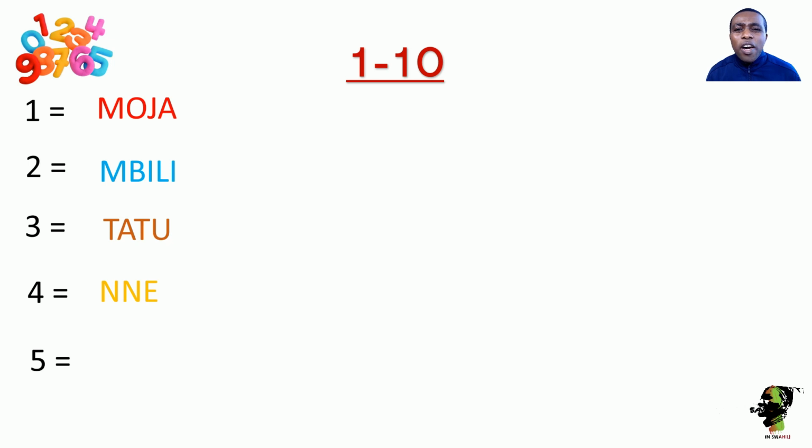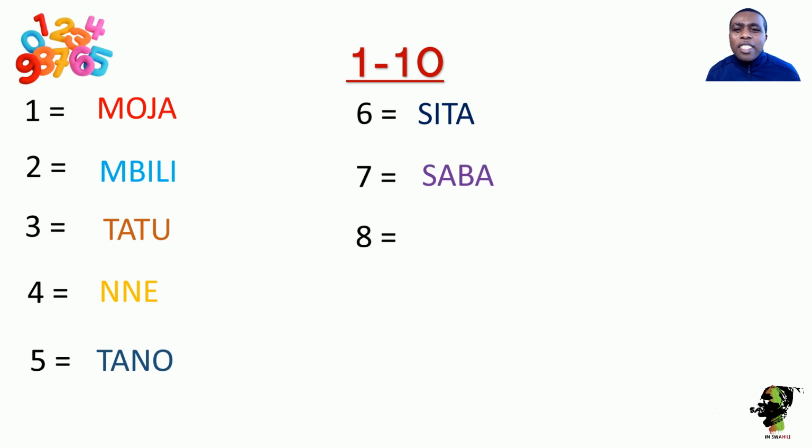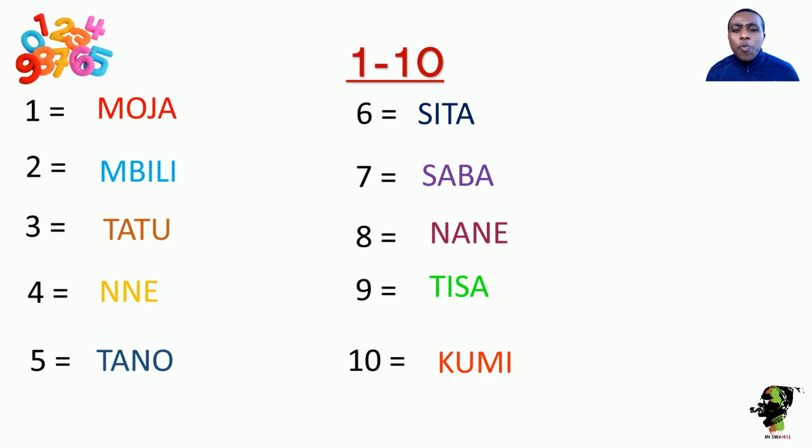Nne. Number 5, tano. Your turn. Tano. Number 6, sita. Your turn. Sita. Number 7, saba. Your turn. Saba. Number 8, nane. Your turn. Nane. Number 9, tisa. Your turn. Tisa. And number 10, kumi. Your turn. Kumi. Fantastic. These are very, very important numbers in Kiswahili, and we use them all the time.